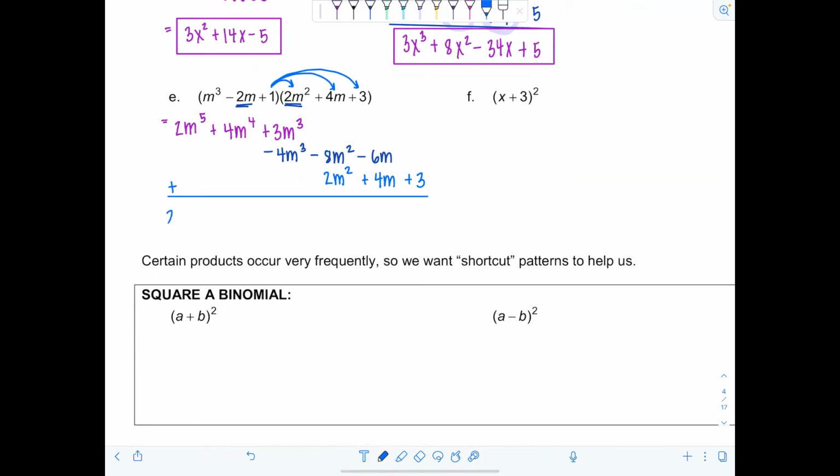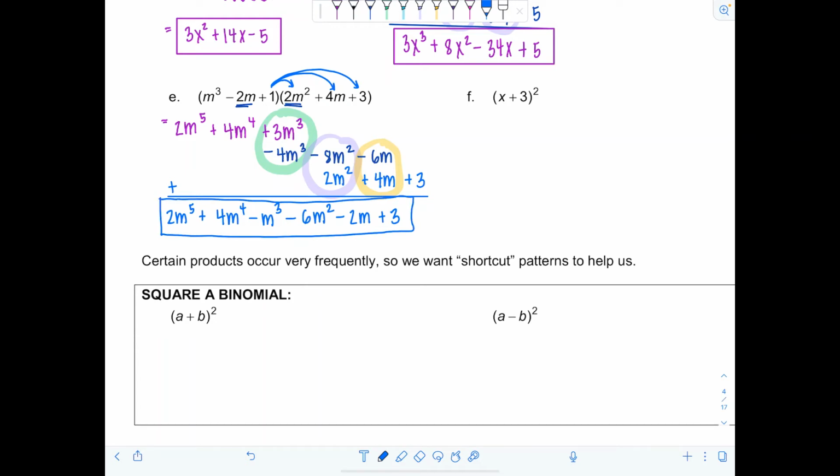So we've got 2m to the fifth plus 4m to the fourth. This is going to give me a negative m cubed. 3 minus 4, negative m cubed. This is going to give me a negative 6m squared. What do we got over here, guys? We've got a negative 2m. And then little plus 3. There he is. That's it. Okay. Make sure you focus. Don't do anything silly, otherwise it'll just mess the whole problem up, right?